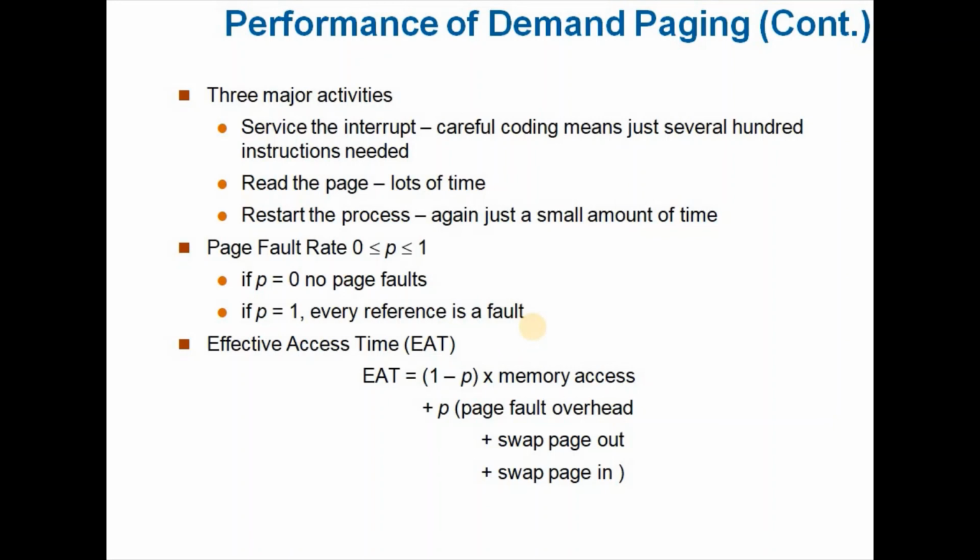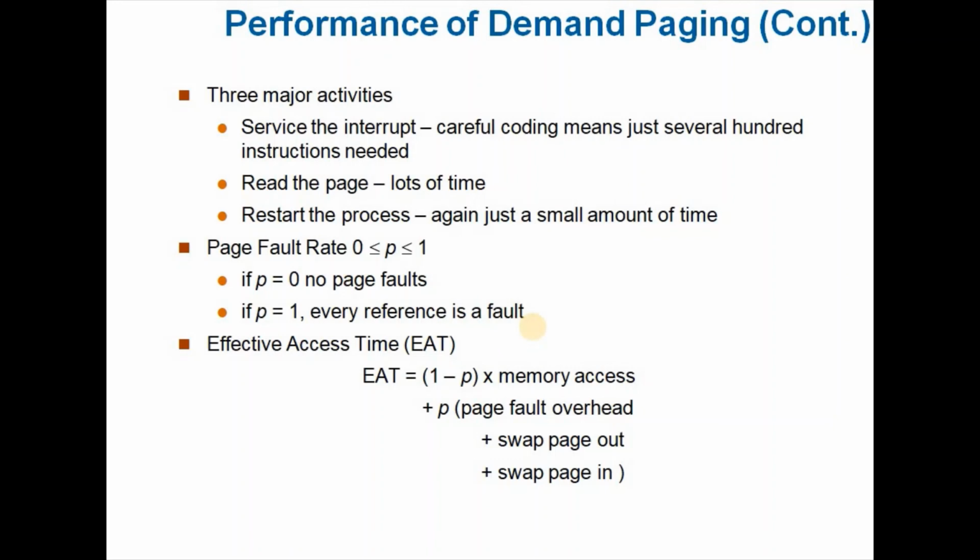Then performance of demand paging. There are three major activities: service the interrupt, read the page, restart the process. Careful coding means just several hundred instructions are needed to service the interrupt. We already know that we have interrupt service routines to process this type of interrupt. Then read the page. It may take a lot of time, because it is a secondary storage access. It is time consuming. Then restart the process, again just a small amount of time.